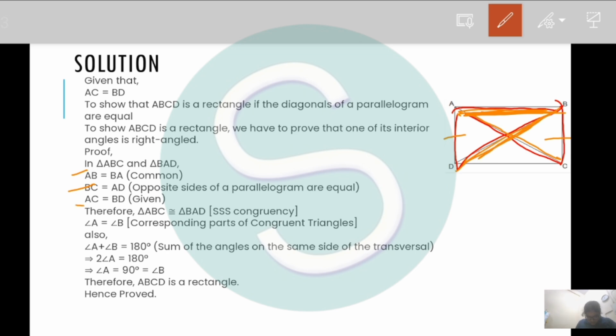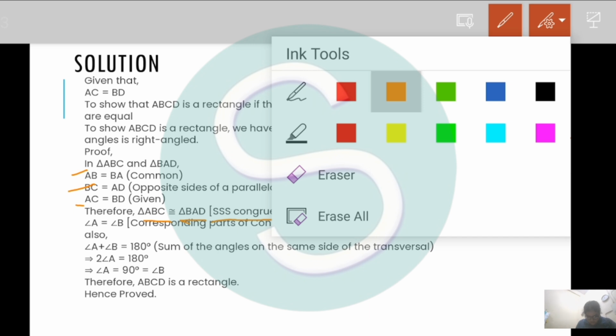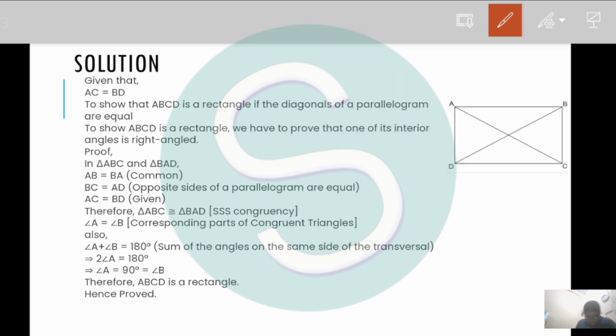So this implies triangle ABC is congruent to BAD by SSS congruency. So by CPCT we will prove that angle A equals angle B. So angle A equals angle B. And we know कि अगर एक पैरेललोग्राम है तो पैरेललोग्राम की जो दोनों ऑपोजिट साइड्स होती हैं वो पैरेलल होती हैं. तो AB is parallel to CD and AD is parallel to BC.